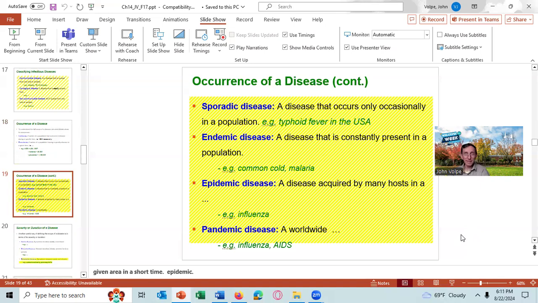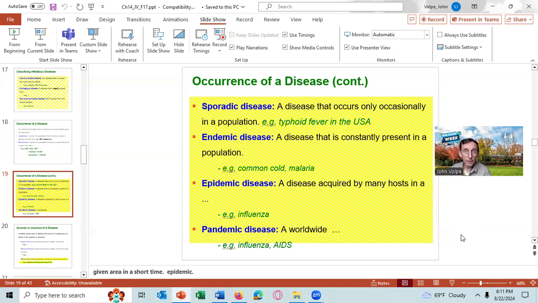Sporadic disease is a disease that occurs only occasionally in a population. For example, some people say typhoid fever in the USA is a sporadic disease, spreading occasionally. Other people, though, can call typhoid fever an endemic disease, a disease that is constantly present in a population. An example of an endemic disease is the human cold, and malaria, malaria being endemic to the tropics.